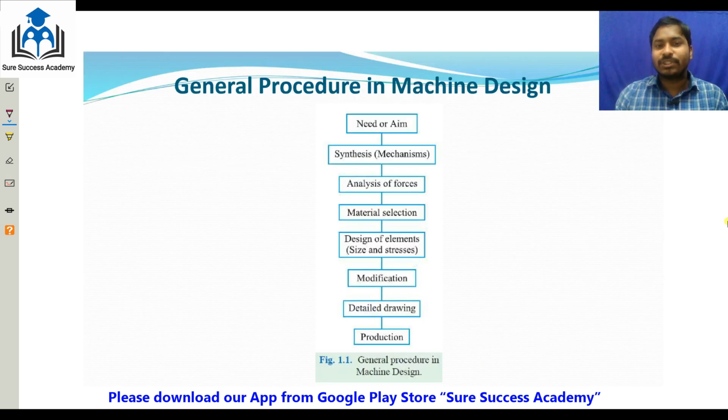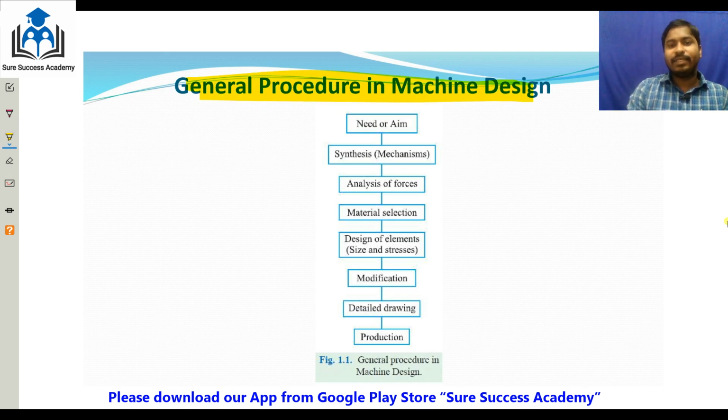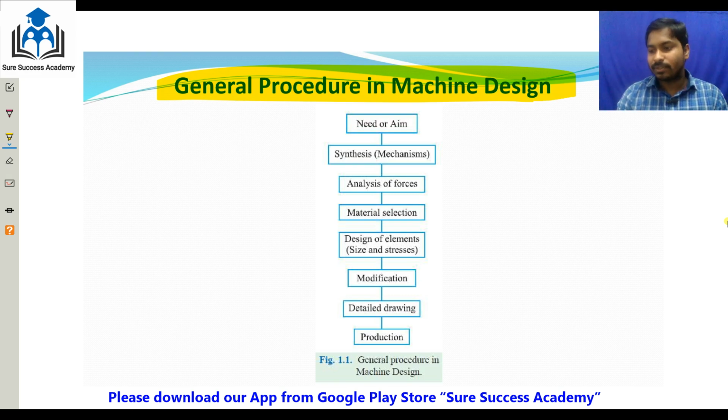So, general procedures in machine design. What are the procedures we are adopting in machine design? Let's see this flow diagram. It is generally given in all standard books. This is what follows. First, you should know what is the need of the design. What is the aim of making the product, or the element we are designing? What is the aim and the need? First, you have to know.